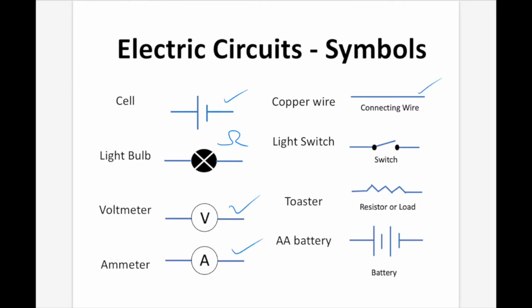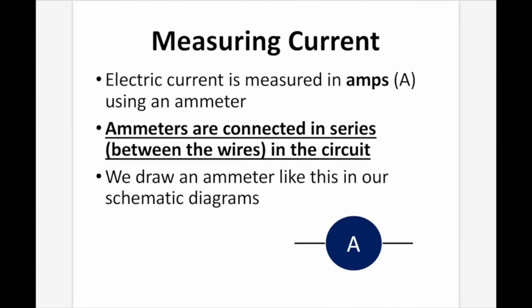A light switch is going to be this switch you can see here. And sometimes you'll see it drawn something like this, where it's actually connected. So this would be a closed switch right there, and this would be an open switch right there. A resistor or load, and then a battery. A battery is simply going to be two or more cells. You can see one cell here, and then the second cell right there.